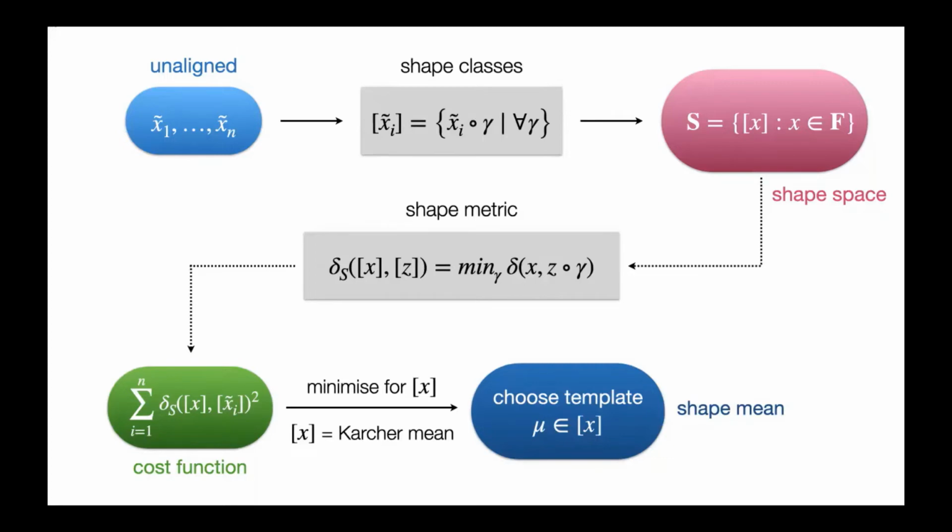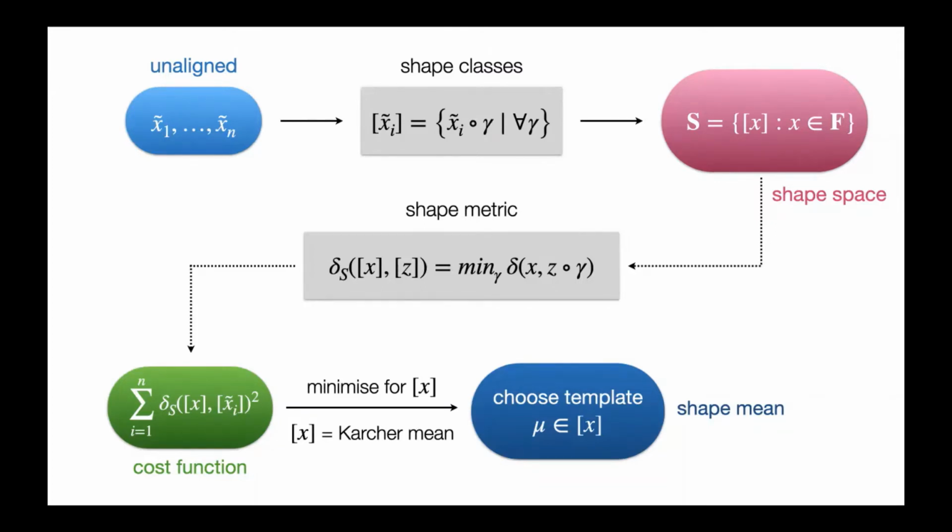Now, in order to compute a shape mean, we generalize the principle of least squares using this shape metric. So we minimize the sum of squared shape distances from our observations. And the shape class which achieves this minimum is known as the Karcher mean. From here, the last step is to choose a particular member of this Karcher mean as a template, and then we can define that to be our shape mean. In elastic registration, we choose this member to be the function such that its features are located at the average x values with respect to our sample.